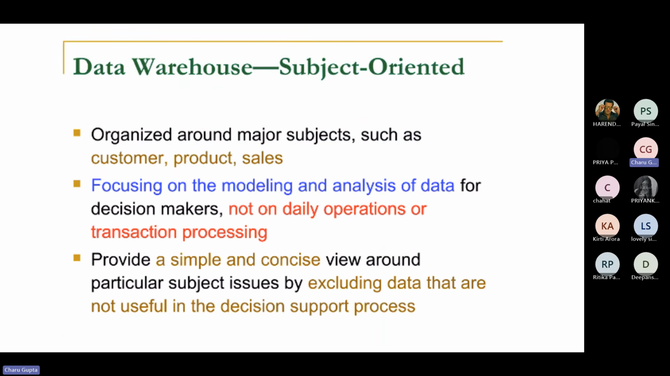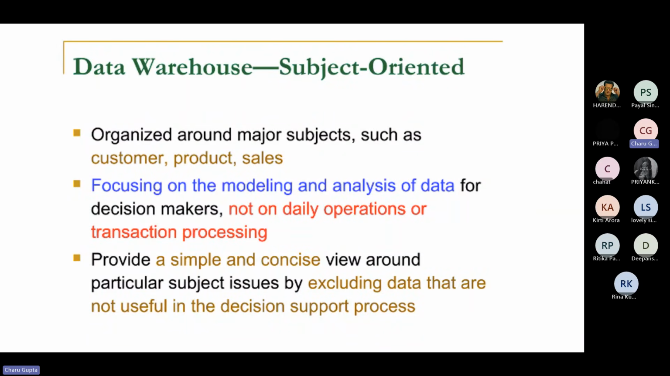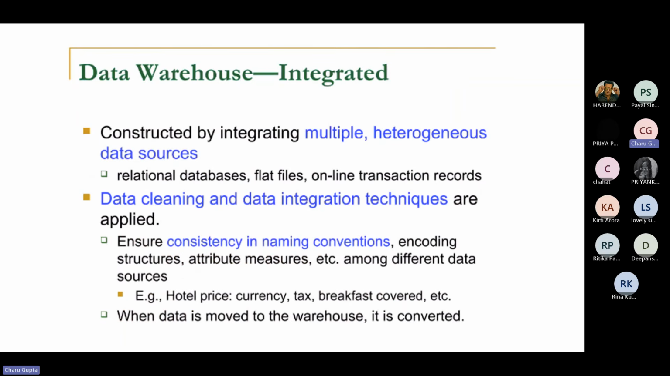Now, what we mean by subject oriented? Subject oriented means that this particular data warehouse is organized around major subjects. For example, customer, product, sales. It is focused on modeling and analysis of data, right? Not on the daily operations. Subject oriented means it is about a particular topic, but it is not including any daily operations or transactions. It provides a simple and concise view which helps in decision making process.